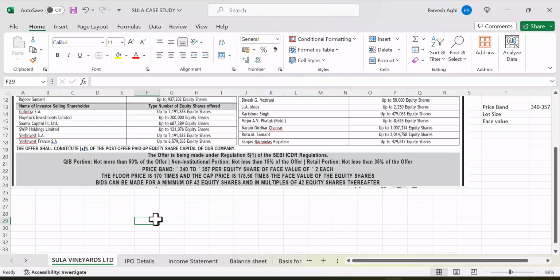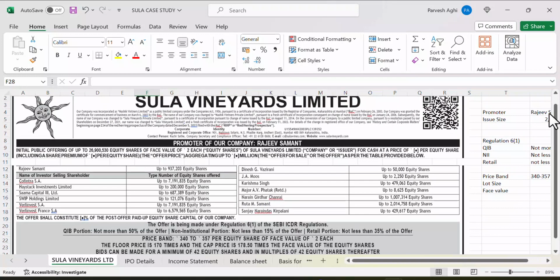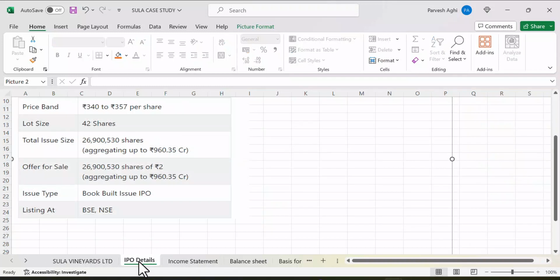So, Sula Vineyards, okay, you all remember, Sula is a company which makes wine. Okay, so they came with an IPO, and it was basically an IPO where they offered their own shares. 100% of the shares were offered by the existing shareholders of the company, and there was no fresh issue. Okay, the promoter of this company is Rajiv Samant, who's the owner of this company. Okay, promoter, and the IPO details I'll just open.